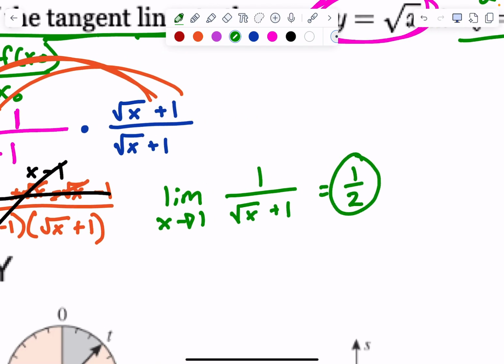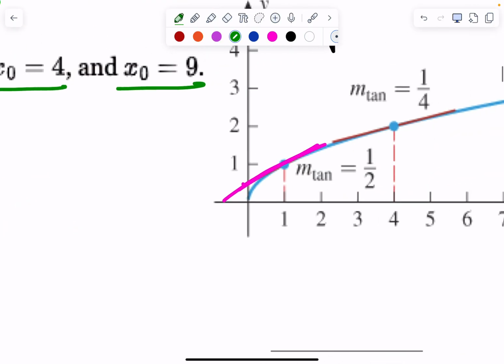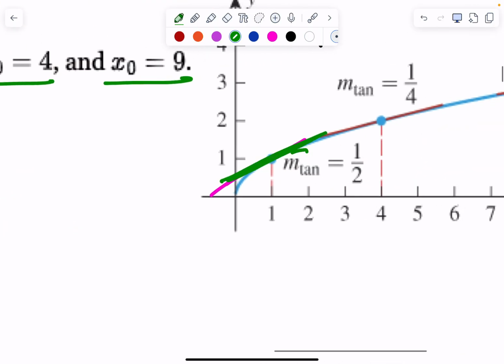That's my slope, right? Does it look like the slope here is 1/2? Hey, check it out. Slope is 1/2.